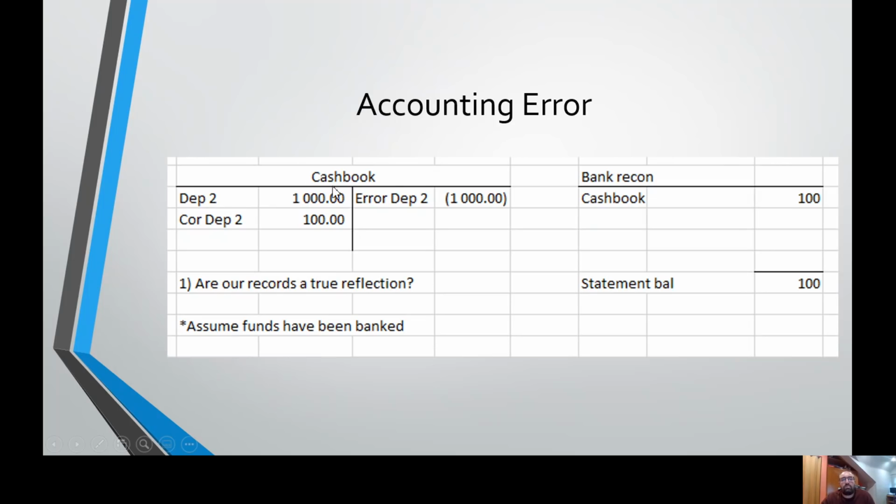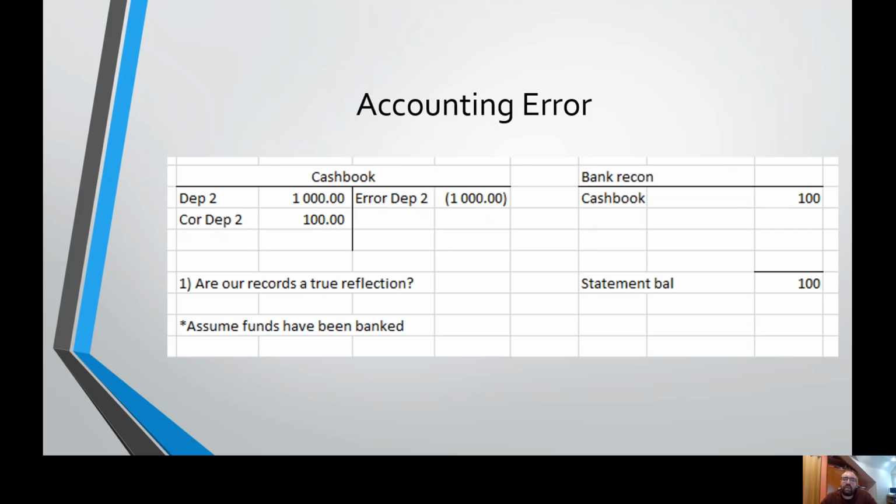So you will correct that by reversing and entering a transaction of minus 1,000 Rand on the credit side of your cash book. But now the client did give me 100 Rand. So I've entered 1,000 and I've debited with 1,000 and I've credited with 1,000. So now there's no transaction. So I still need to account for the actual transaction. And that's why we then have a second entry on the debit side, which is our correct deposit number 2 to the value of 100 Rand.